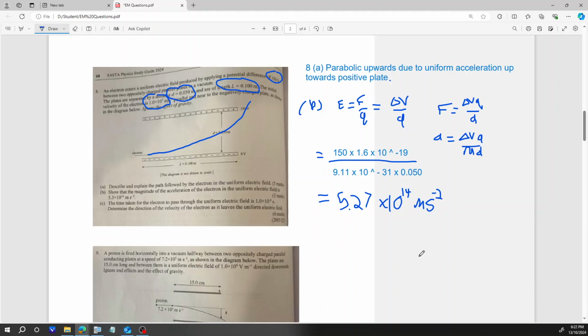Okay, that is the horizontal component, so that's easy peasy. We have a distance, we want a time, and we have a velocity. So remember, you want time: distance divided by velocity. That's the L, length, divided by the initial velocity. So you have L, 0.1, divided by 1 times 10 to the 7.